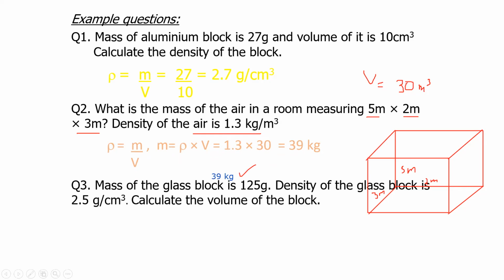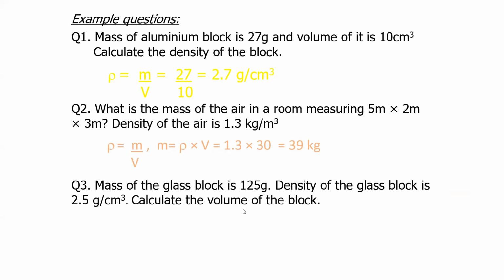Another example. The mass of a glass block is 125 gram. The density of the glass block is 2.5 gram per centimeter cube. Calculate the volume. So what will be the volume? Volume is mass divided by density. So what will be the answer? The volume of this object? So mass is 125 divided by density, which is 2.5. So this will give us 50 centimeter cube. If density is gram per centimeter cube, the final volume will be in centimeter cube. If density is kilogram per meter cube, the final volume will be in meter cube.